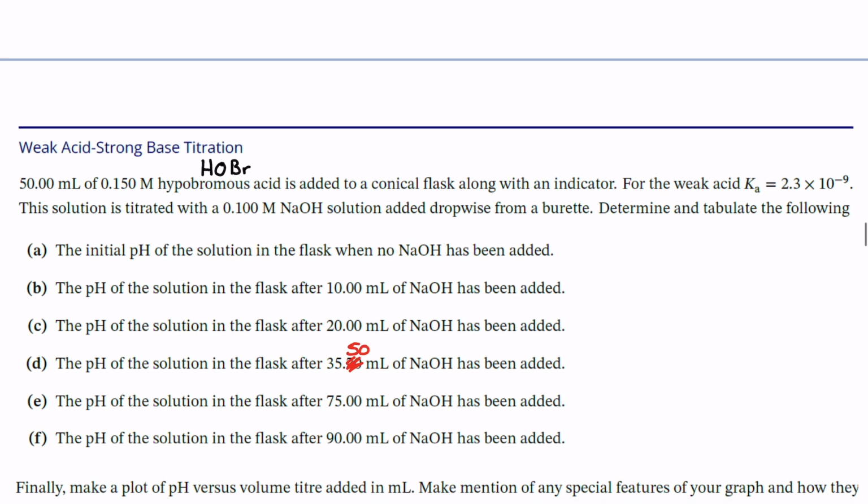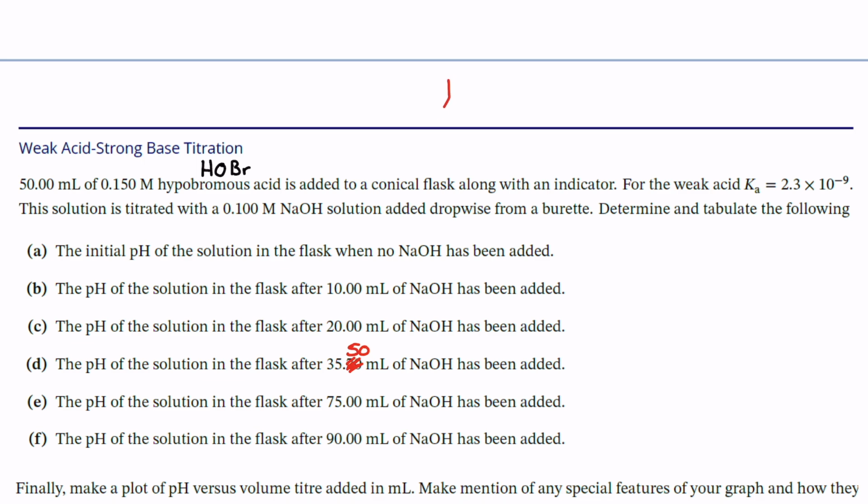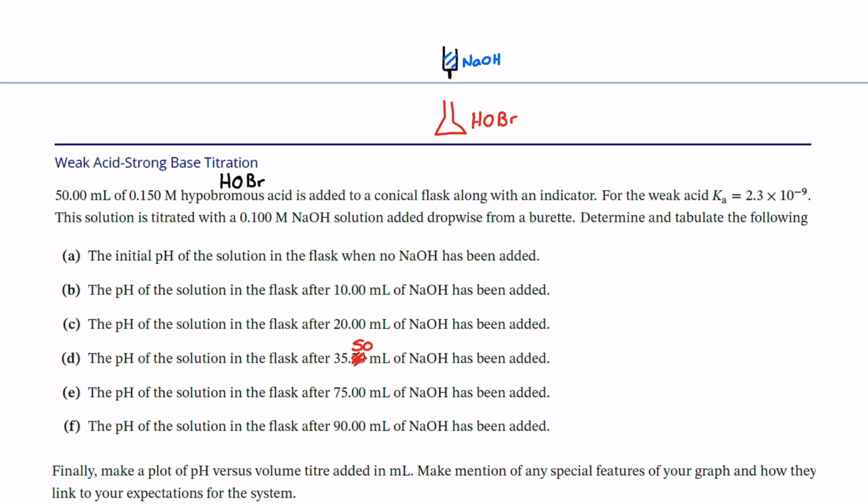Thinking of a little picture that we might want to draw, we have a conical flask that contains our hypobromous acid, and in our burette we have our sodium hydroxide. In other words, we start with a certain amount of hypobromous acid, a concentration and a volume, so we know the number of moles of that acid, and we slowly add sodium hydroxide to that. Of course this leads to an acid-base reaction, which is as follows.